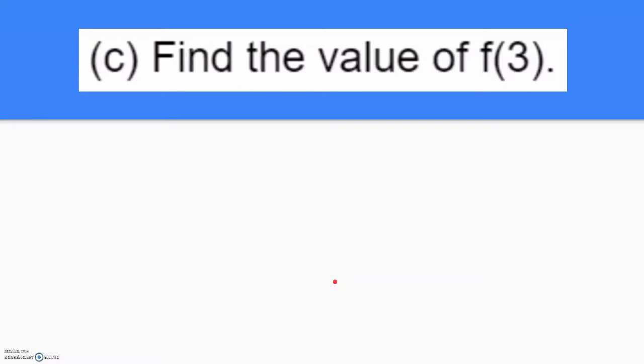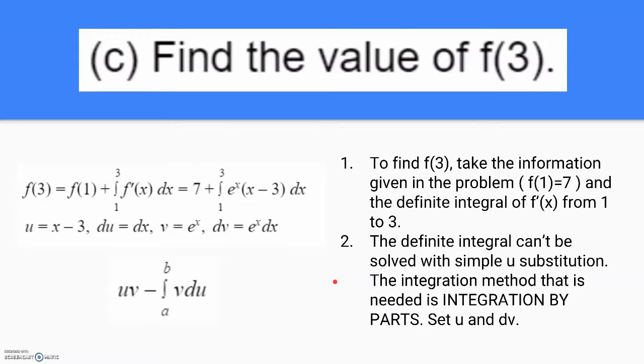C. Find the value of f of 3. To find f of 3, take the information given in the problem, such as the initial condition, f of 1 is equal to 7, and the definite integral of f prime of x from 1 to 3. So this looks like a simple AB problem where you use the initial conditions and the definite integral to find a point on the graph of f. However, take a look at this integral over here. You can see that you cannot solve this with a simple u substitution. So a concept you learned in BC is required to solve this problem, which is integration by parts.